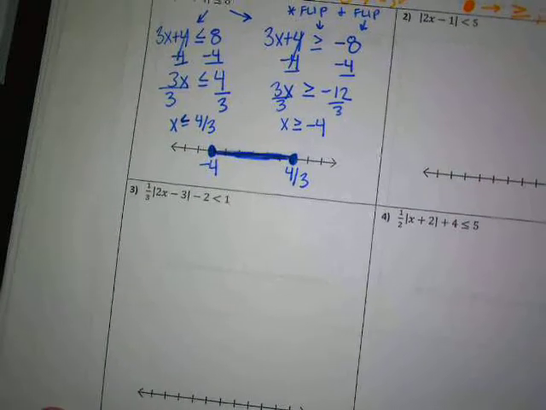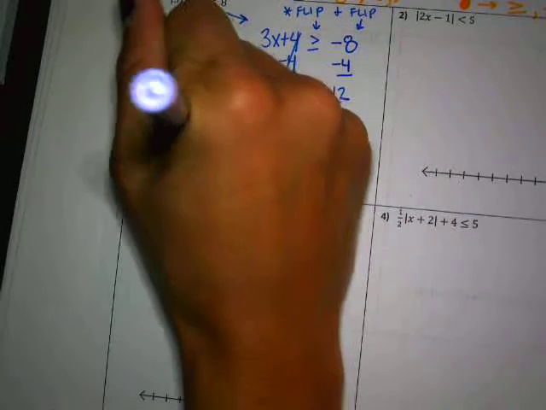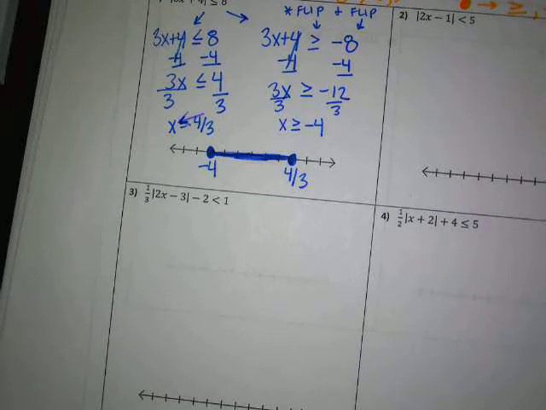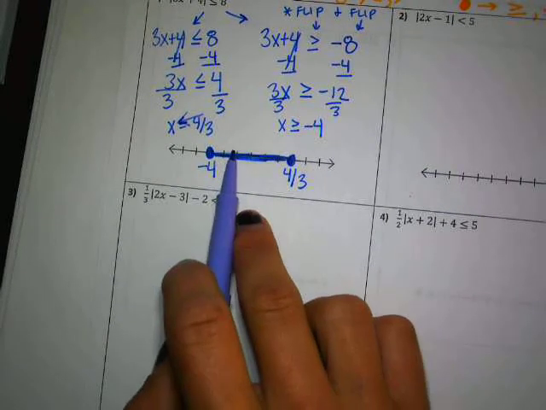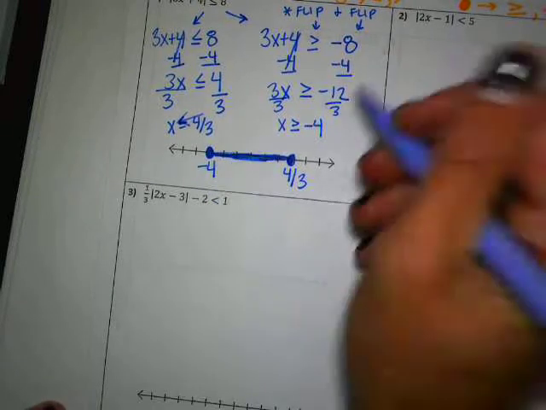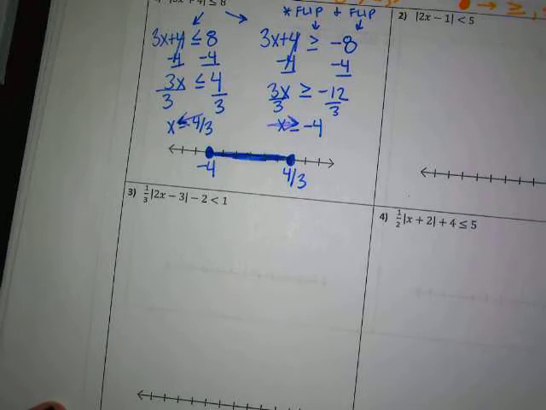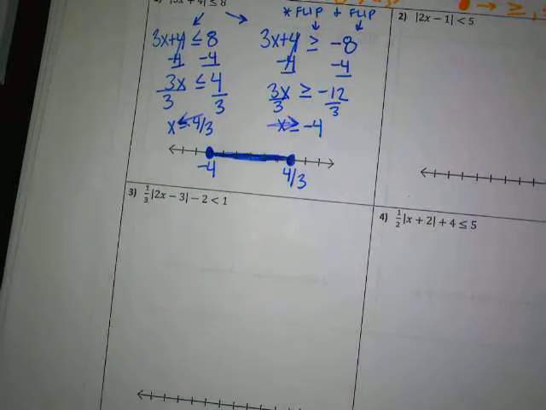If you look here at your inequality sign, do you see how it makes an arrow? Is your arrow pointing to the left or to the right? To the left. So, from the number 4/3, you are shading to the left. This arrow is pointing to the right. So from the number negative 4, you are shading to the right.